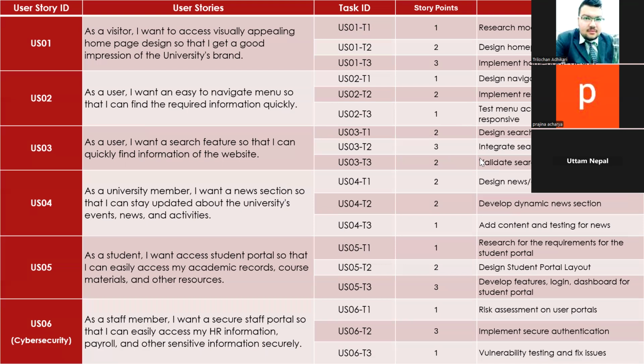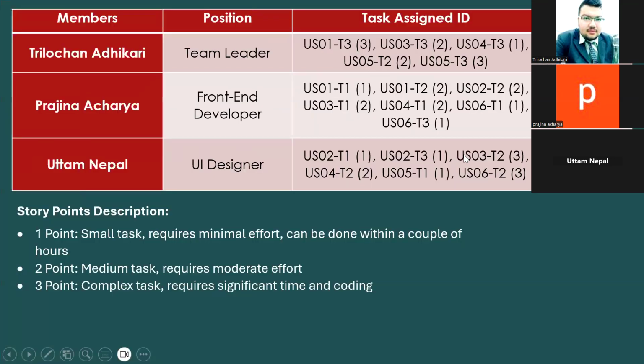For example, if we take a user story like "I want an easy navigation menu so that I can find the required information quickly," then we have divided that story into further tasks like designing the navigation menu and implementing the responsive nav bar and so on. Similarly, we have designed 6 user stories for this sprint. Moving forward to the next slide.